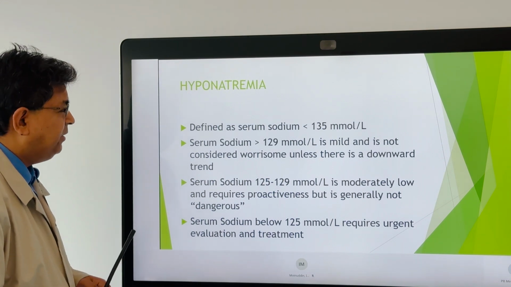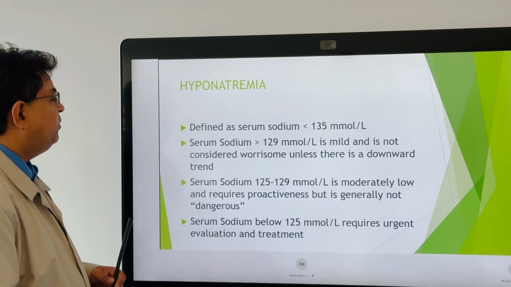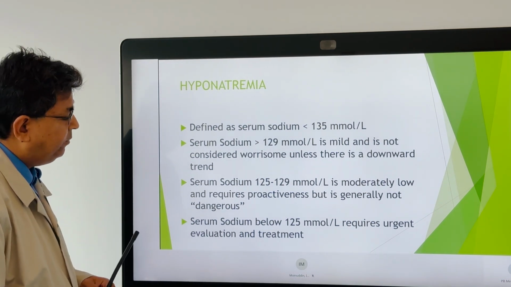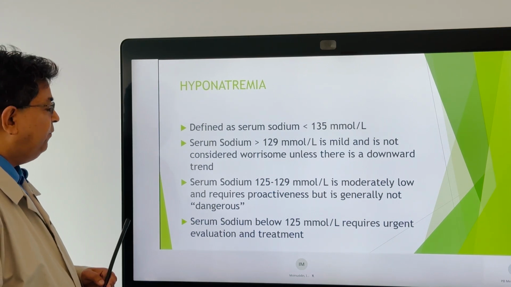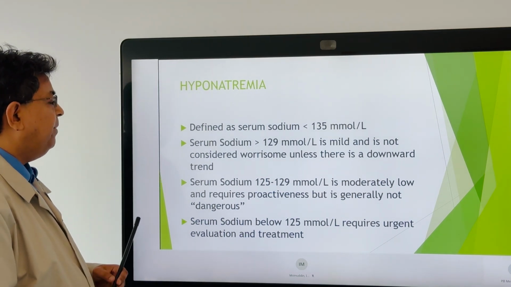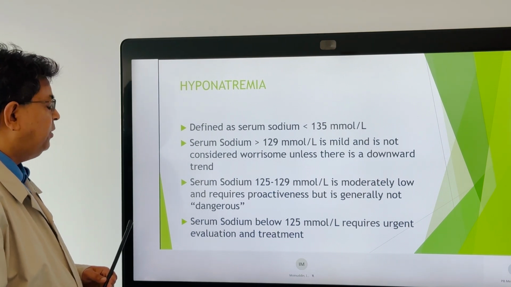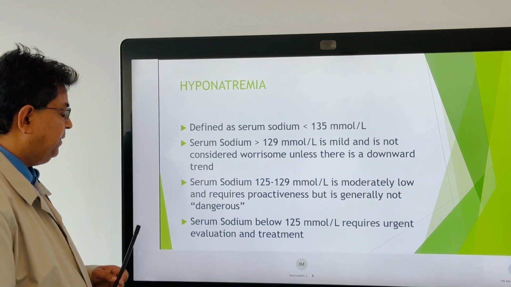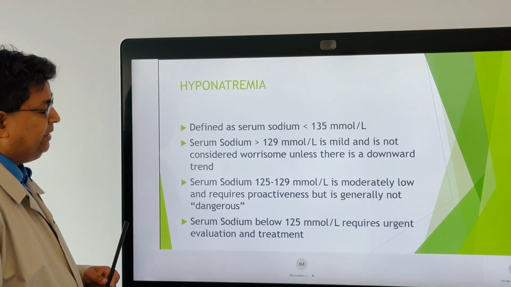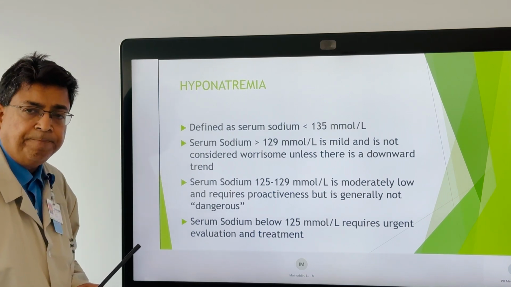Let's begin by discussing hyponatremia. Hyponatremia is defined as serum sodium less than 135 millimoles per liter. Serum sodium greater than 129 millimoles per liter is mild and is not considered worrisome unless there is a downward trend. Serum sodium 125 to 129 millimoles per liter is moderately low and requires proactiveness, but is generally not dangerous. Serum sodium below 125 millimoles per liter requires urgent evaluation and treatment.